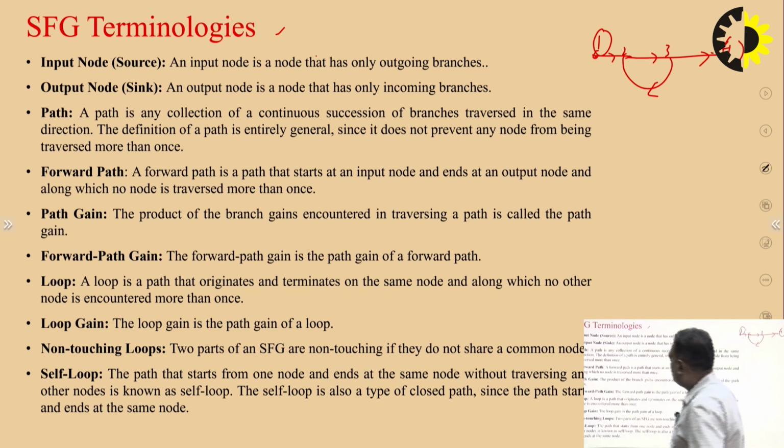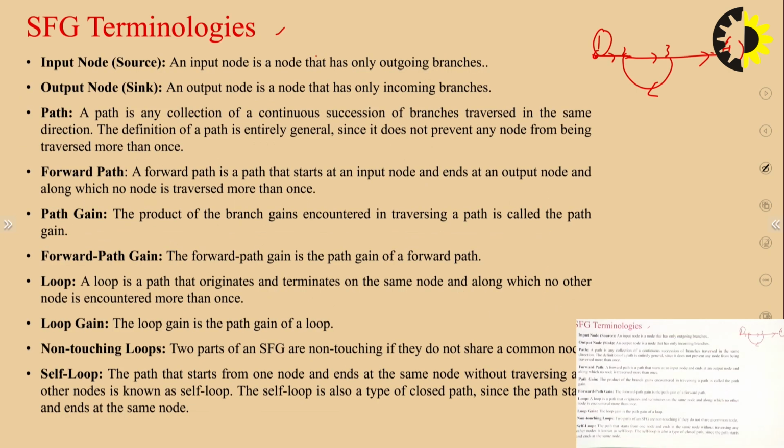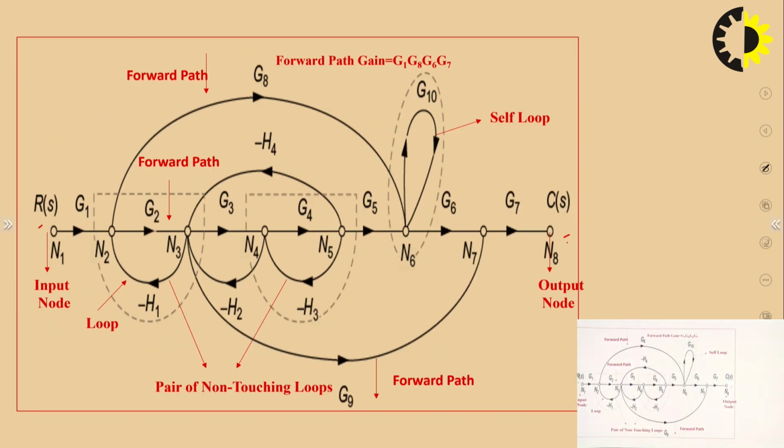The third one is a path. A path is any collection of a continuous succession of branches traversed in the same direction. The definition of a path is entirely general, since it does not prevent any node from being traversed more than once. So according to this, this is the input node that we have already discussed, and this is the output node, and we are talking about the path. You can see this is a path, this is a path, and this one is a path.